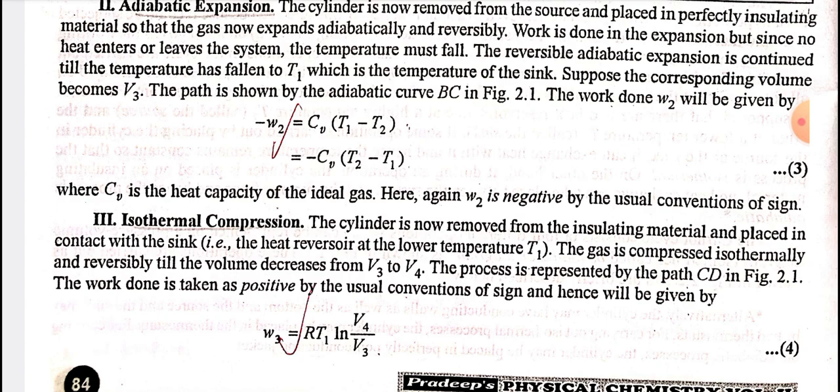The work W2 will be given by minus W2 is equal to CV times T1 minus T2, where CV is the heat capacity of the ideal gas. Here W2 is negative by the usual conventions of sign.